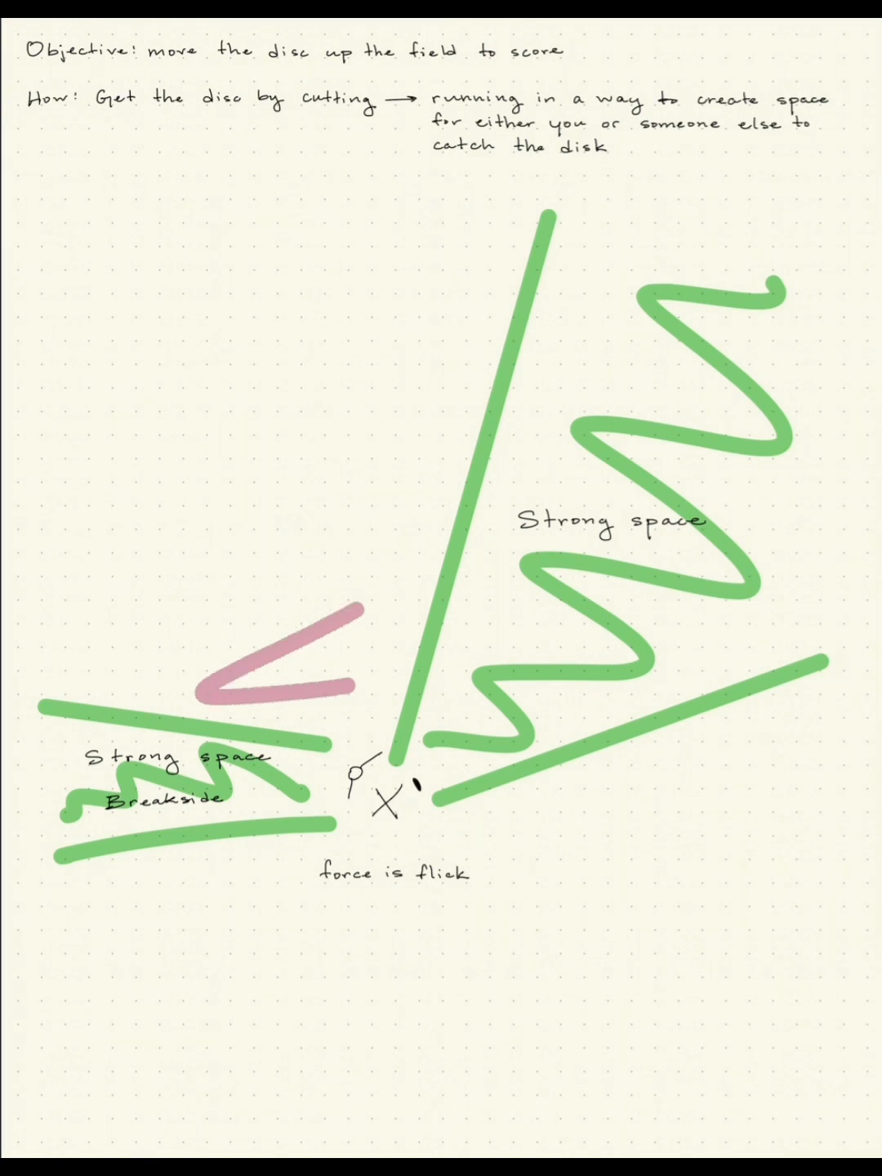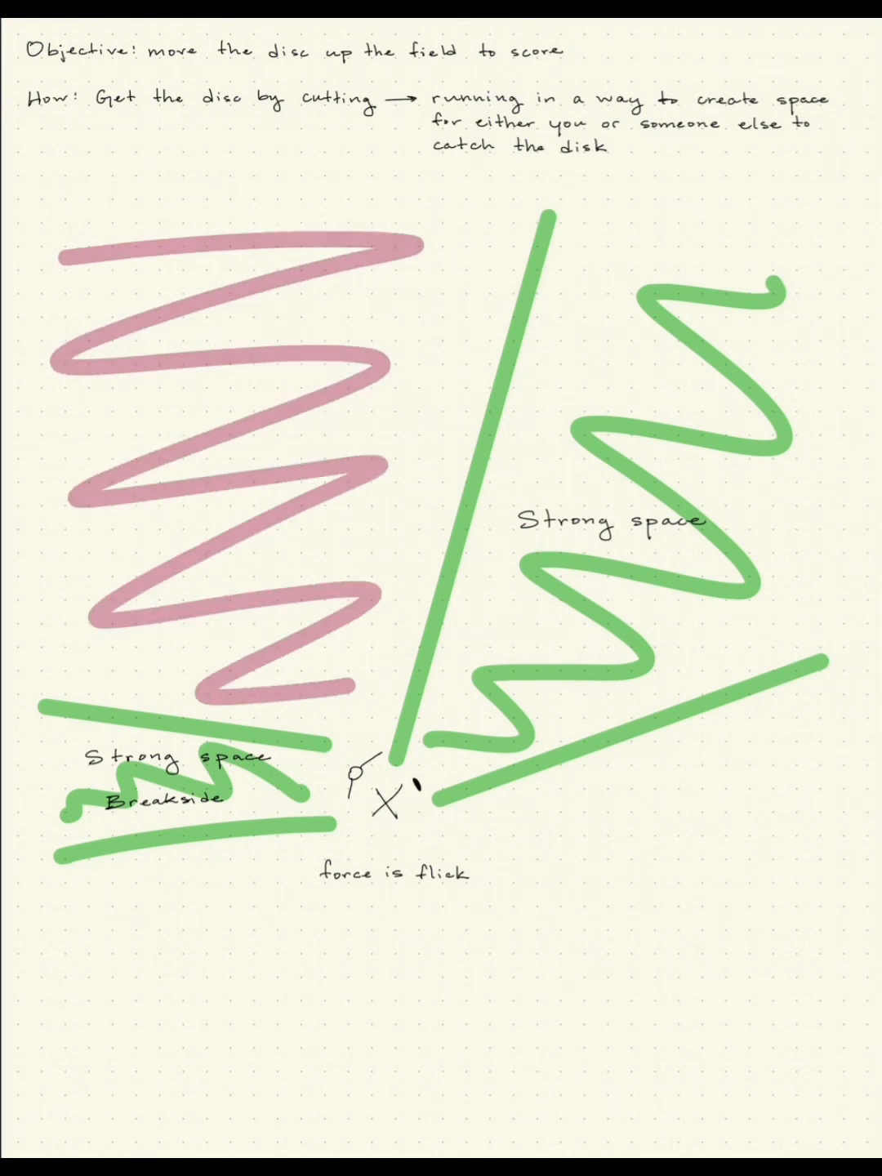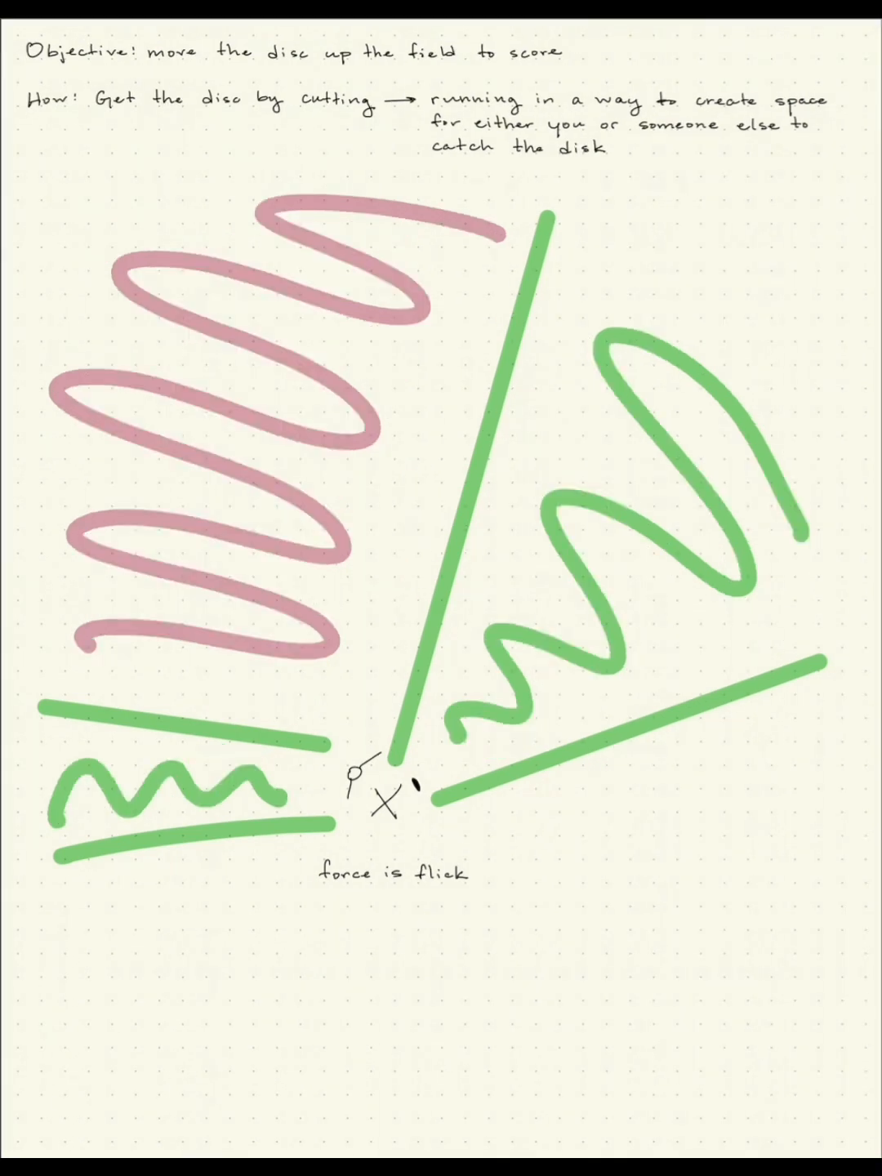The weak space is created directly behind the defender, and that seems fairly obvious. It's harder to throw the disc over a person's head. It's easier to stop. And so while that space is throwable, it's not easy, it's riskier. So it's weak space.